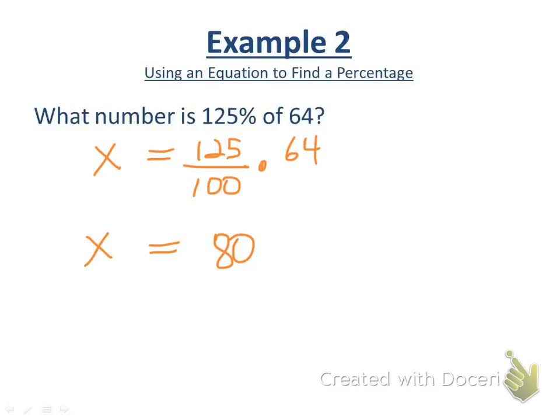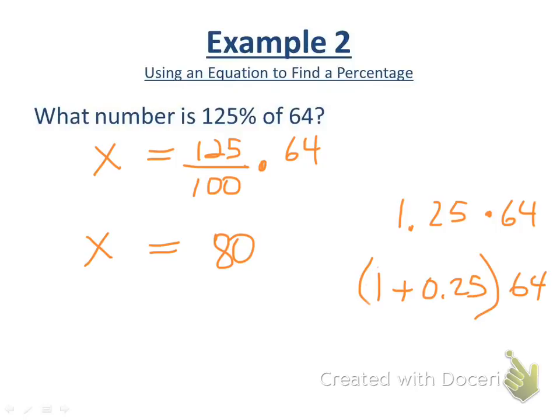All right? And you could also do 1.25 times 64 and work it out that way. That's equal to 1 plus 0.25 of 64. That's equal to 64 plus 1/4 of 64. Could I do 5/4 times 64? Yes.